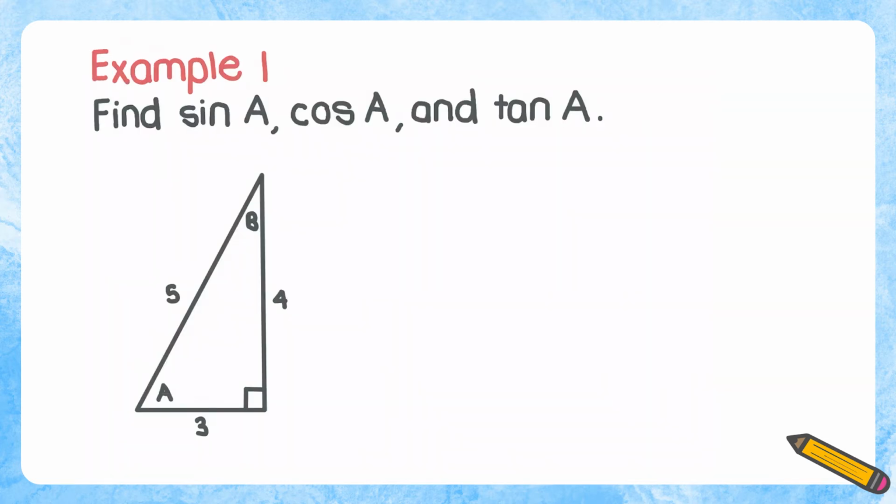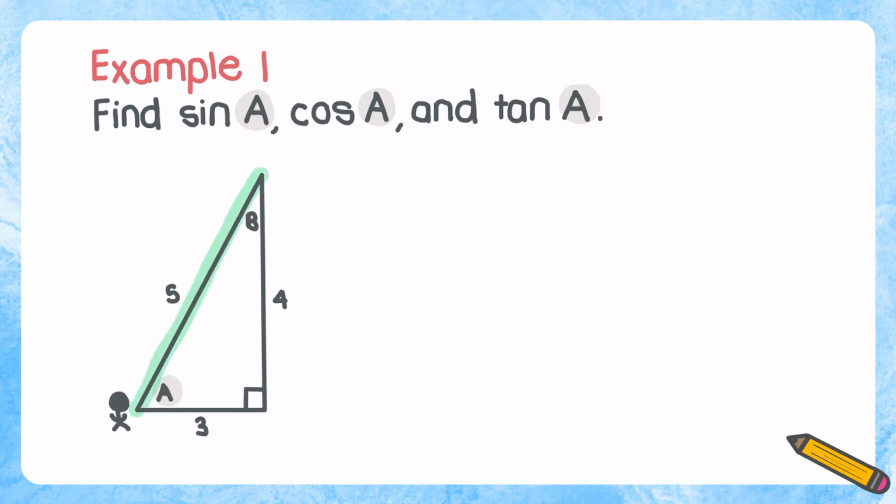Please remember to draw the triangles in your notes as well. In example 1, we're going to find sine of A, cosine of A, and tangent of A. So we're focusing on trig ratios when we're standing at angle A. That's this angle right here. So I'm going to draw a person standing right here at angle A.